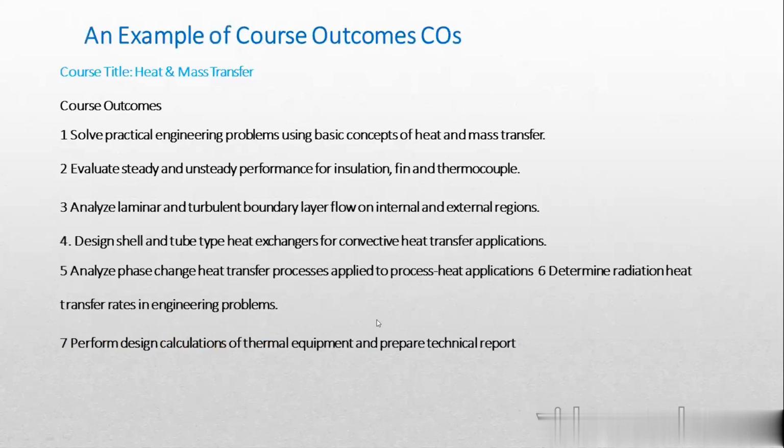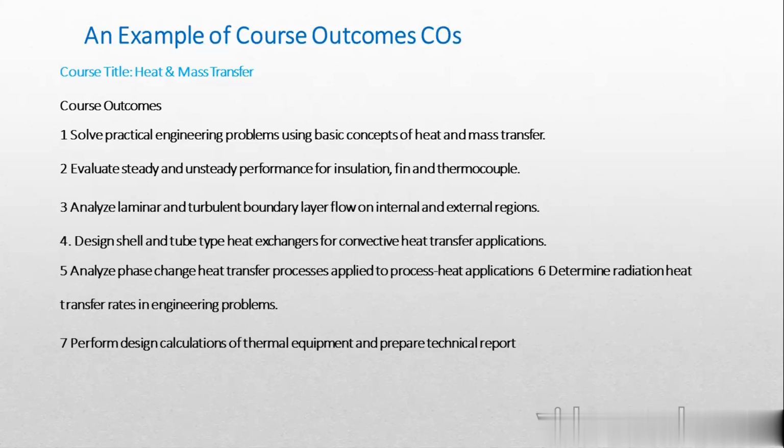For example, you can see the course outcomes in heat and mass transfer. There are 7 outcomes. Outcome 6 is solving practical engineering problems using basic concepts of heat and mass transfer. Every course will have specified course outcomes. Sometimes the university will give only 2 or 3, but if the teacher feels more course outcomes are coming out of it, you can add more. But adding more course outcomes means adding more complexity in calculating the attainment and while mapping the COs and POs.